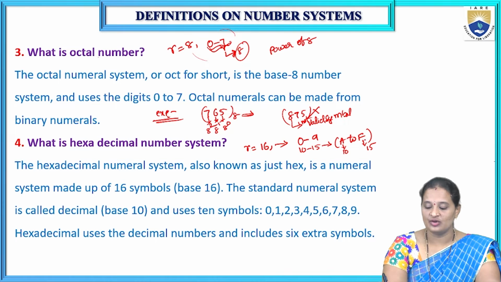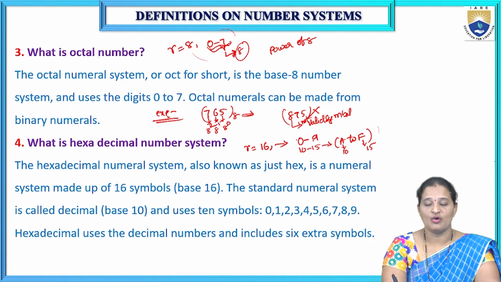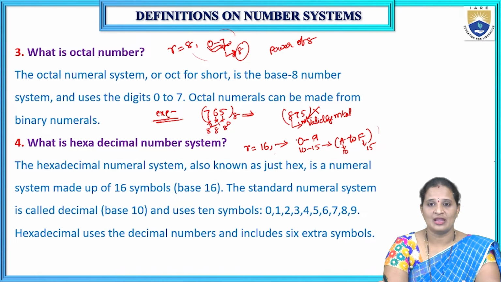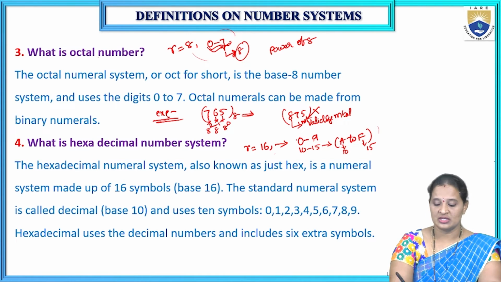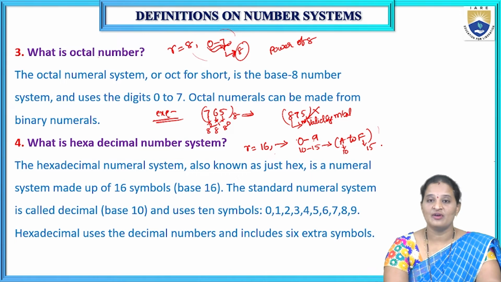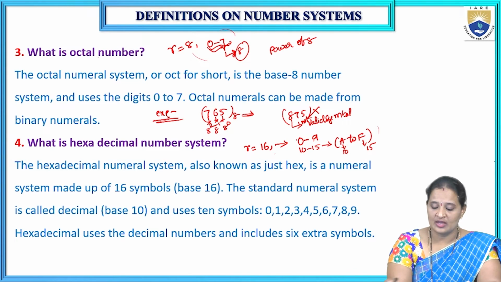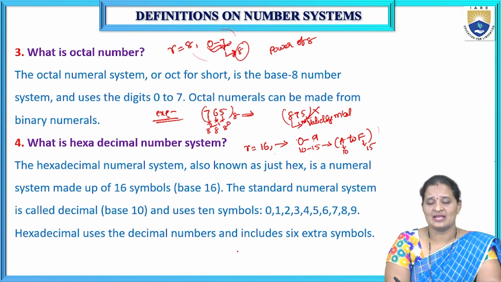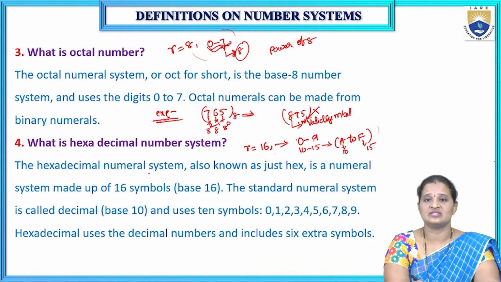So that means 10 to 15 are represented in hexadecimal as A to F, and 0 to 9 are normal decimal numbers. So the hexadecimal number system is a system whose radix is 16 and it includes 16 symbols. Those are 0 to 9, and 10 to 15 are represented as capital A to capital F. So whatever number includes these symbols, 0 to 9 and A to F, will be considered a hexadecimal number. And the base of this hexadecimal number system is 16.